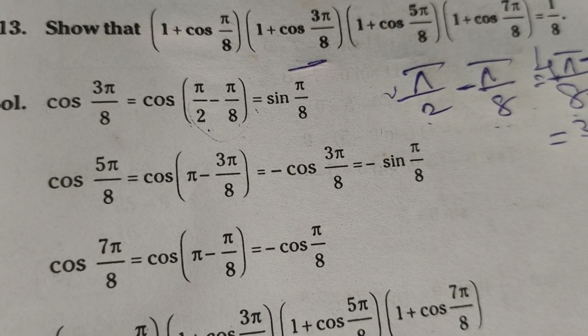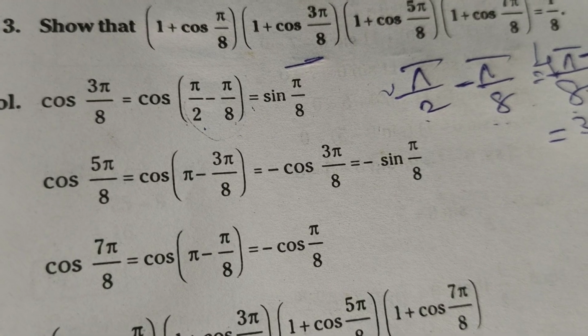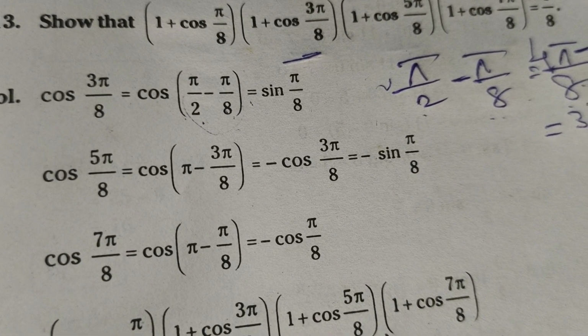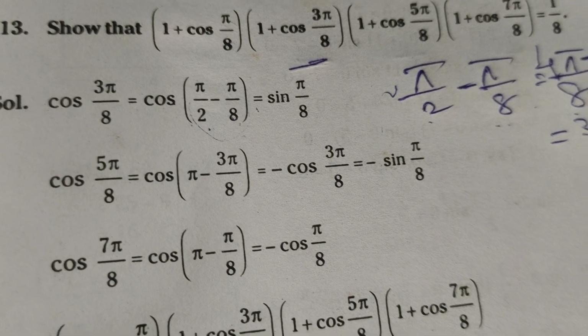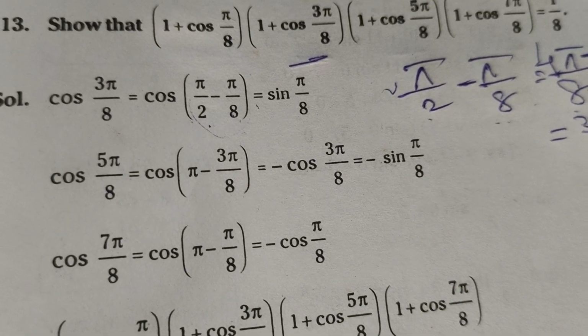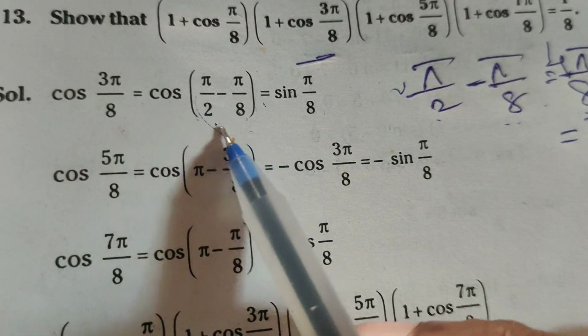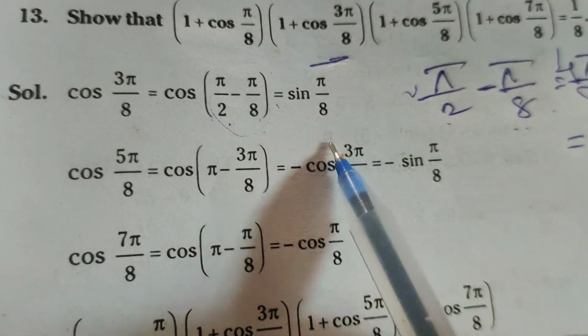What is the formula here? Cos of 90 minus theta equals sin theta. Therefore, here theta means pi by 8, so we get sin pi by 8.